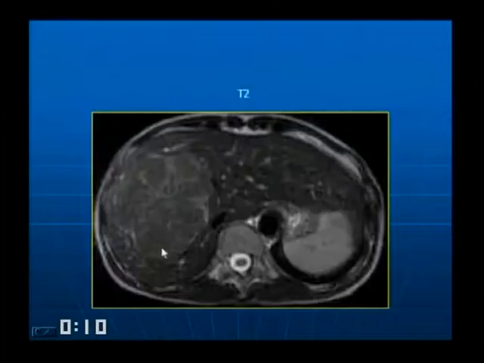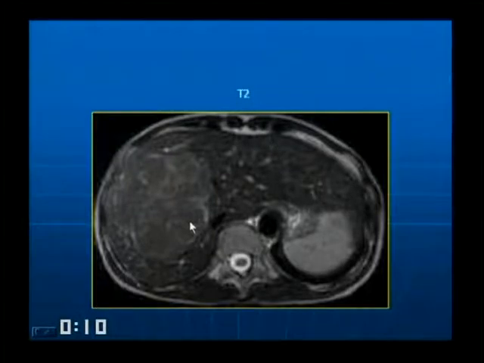Here's T2. CSF is nice and bright. And this lesion is big, but it's not particularly bright. It has certain little septations that might be bright, but the lesion clearly has a different character and different intensity than the surrounding liver. You're biased a little bit by the fact that it's a young woman. So what sort of things might you include in the differential considerations?